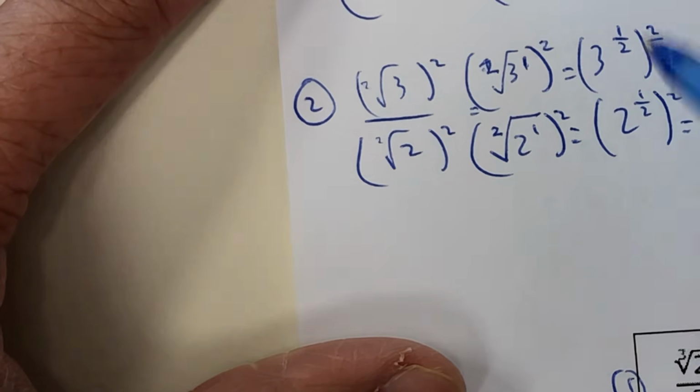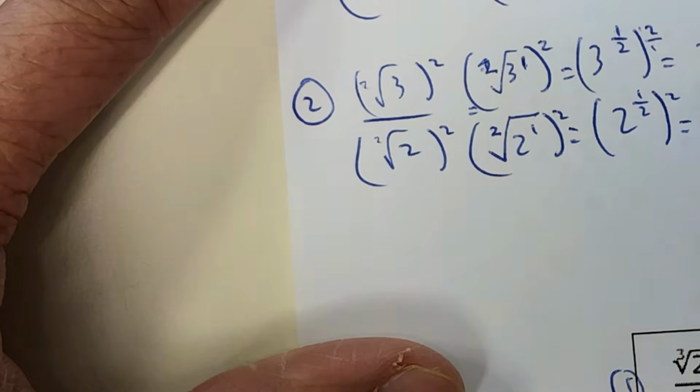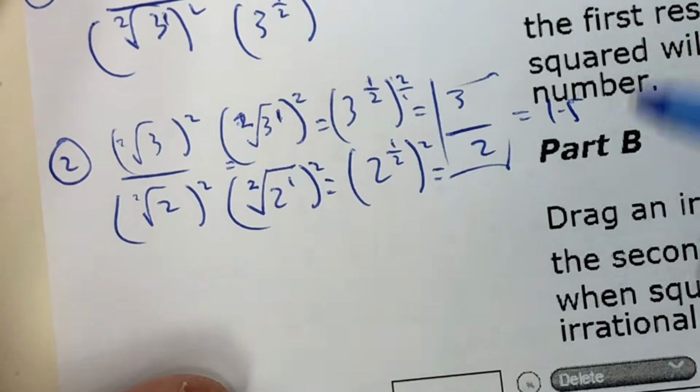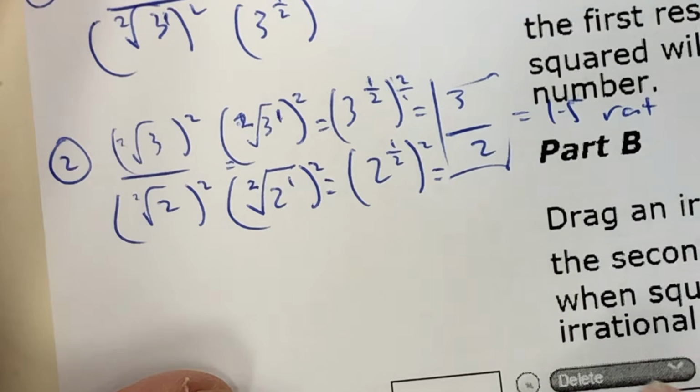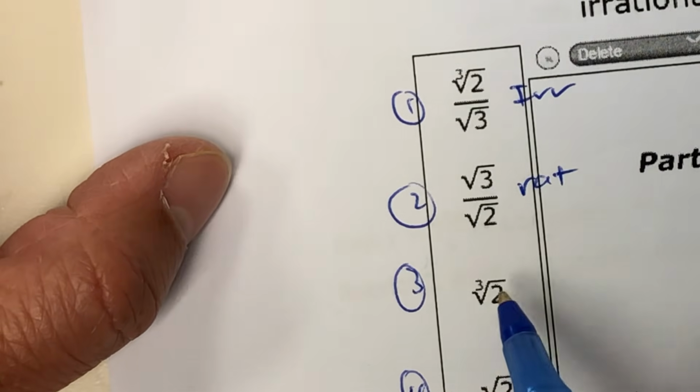So 2 times 1/2, you multiply across, you get 2 over 2, which is just 1. So you get 3 over 2 is your answer. And that results into 1.5. And 1.5 is a rational number. So number 2 is rational. Let's do this next one.